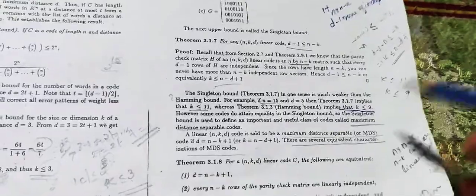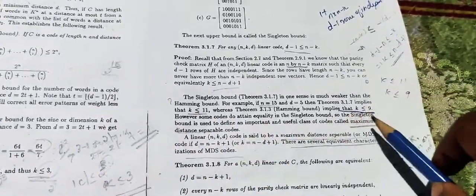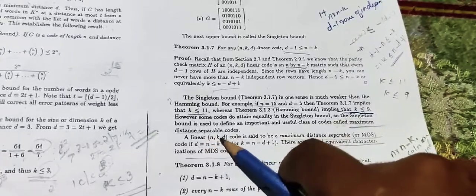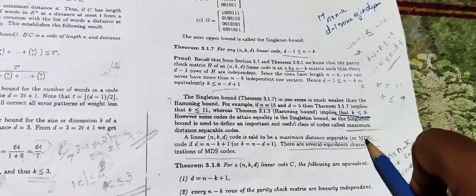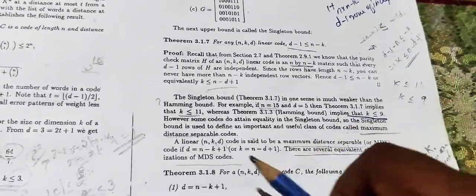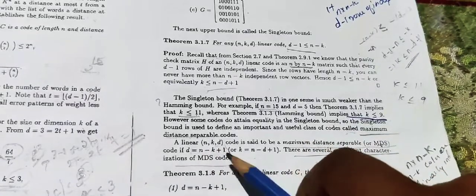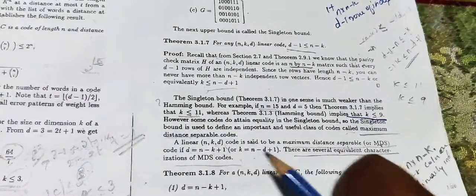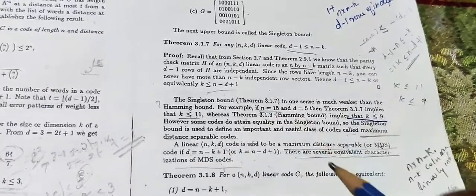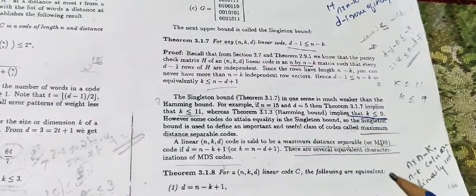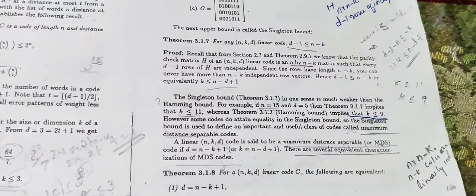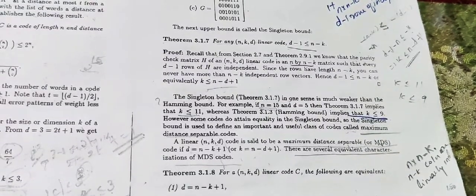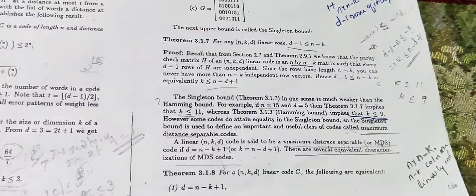And the next term is: a linear code (n, k, d) is said to be maximum distance separable, that is MDS. So MDS means what? If d is equal to n minus k plus 1, or k is equal to n minus d plus 1. So this is the condition. The distance d is equal to n minus k plus 1, or equally k equal to n minus d plus 1. This equation connects the length, dimension and distance. So this is the relation.